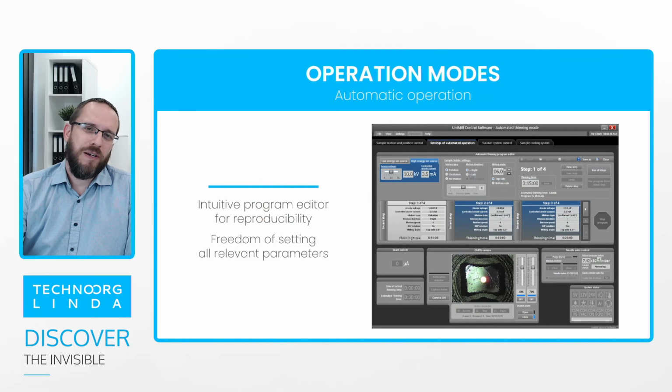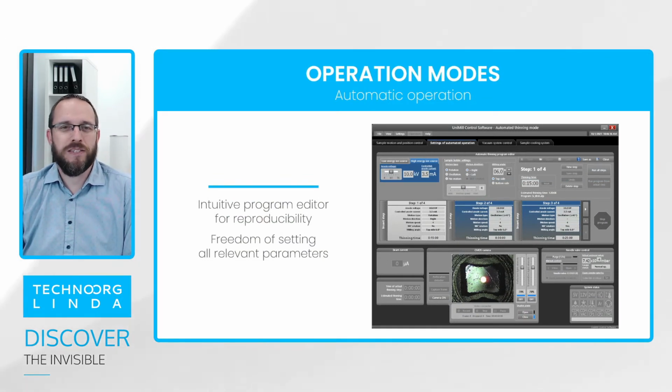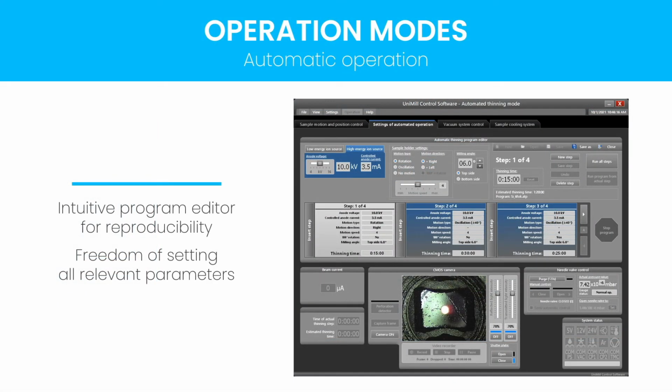But I think in most cases you will use the automated operation. So in this mode you will specify steps. Each step will have its own time and the parameters set for the ion milling, gun parameters and sample positioning. So you define all the steps you want to run on the sample, and then you just run the program and the ion mill will do the job.